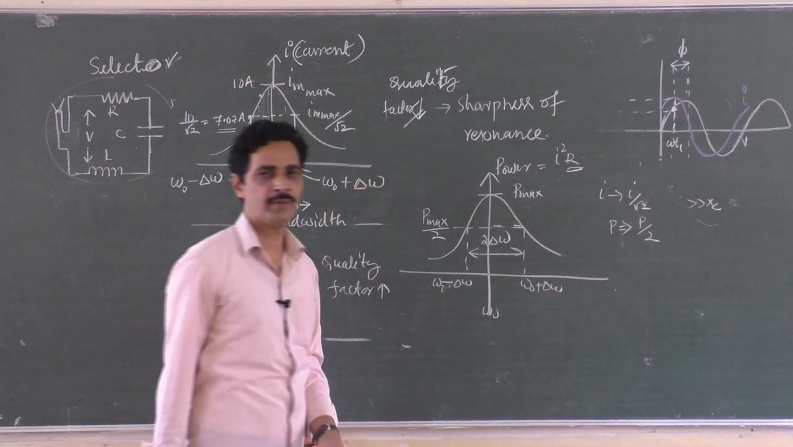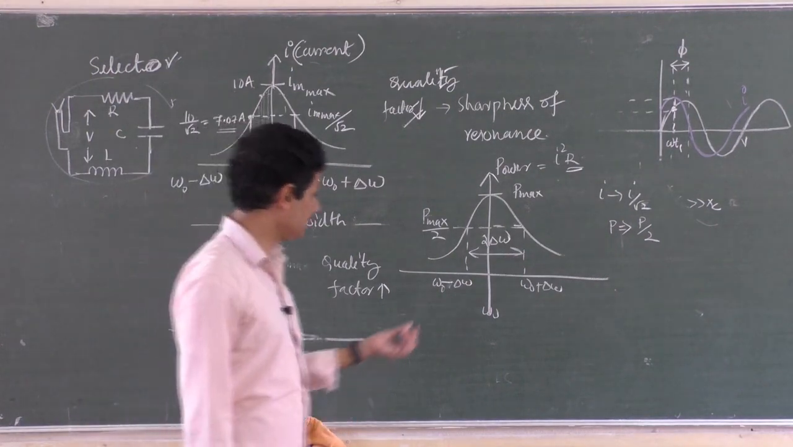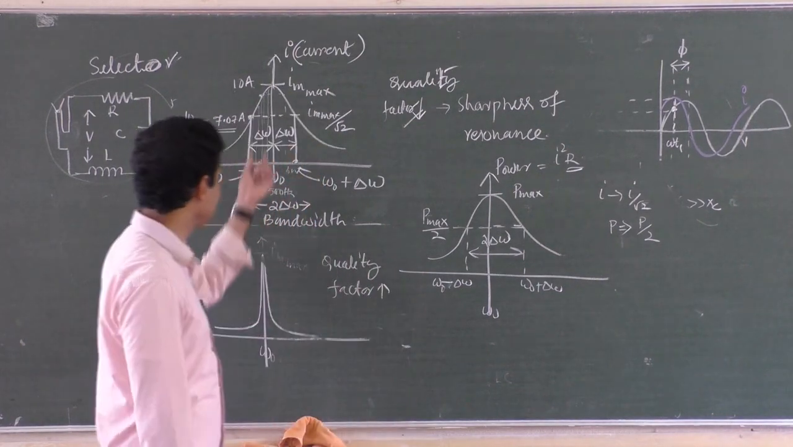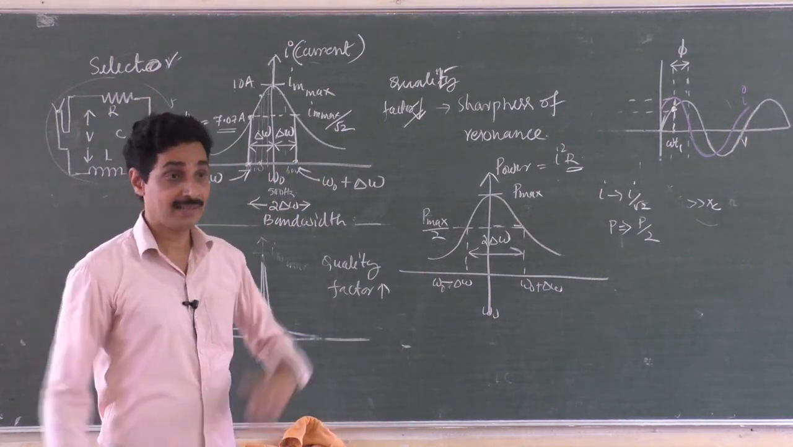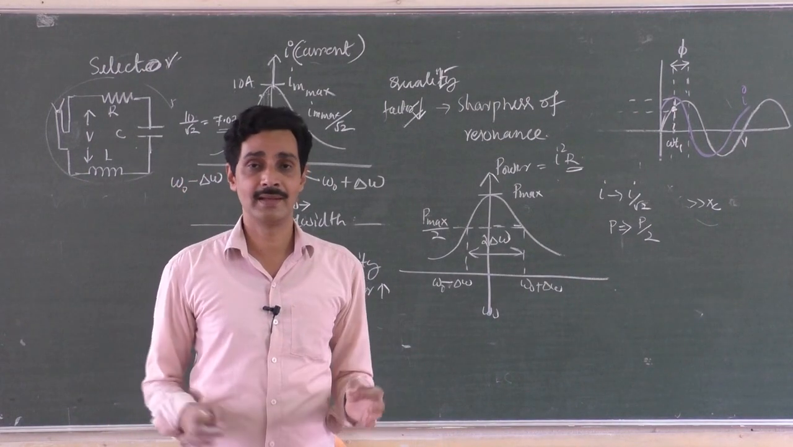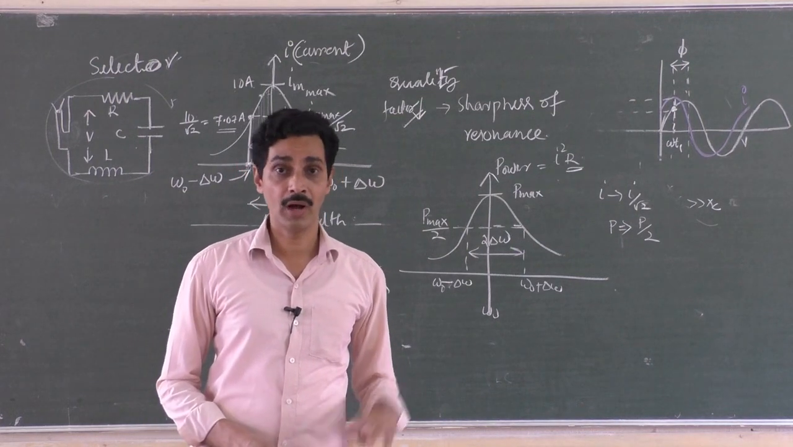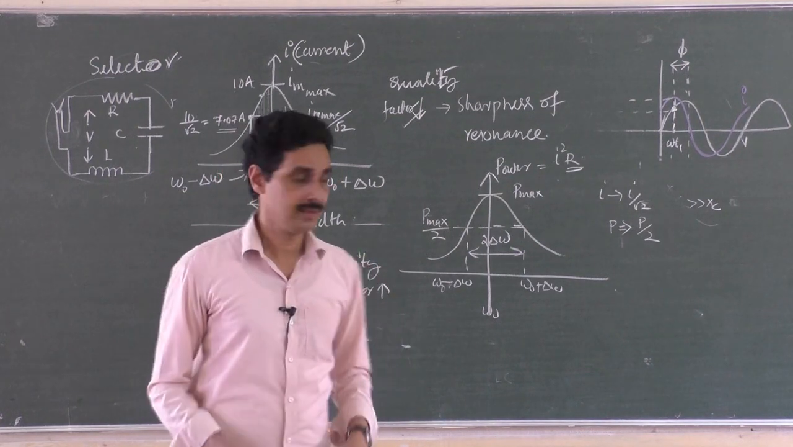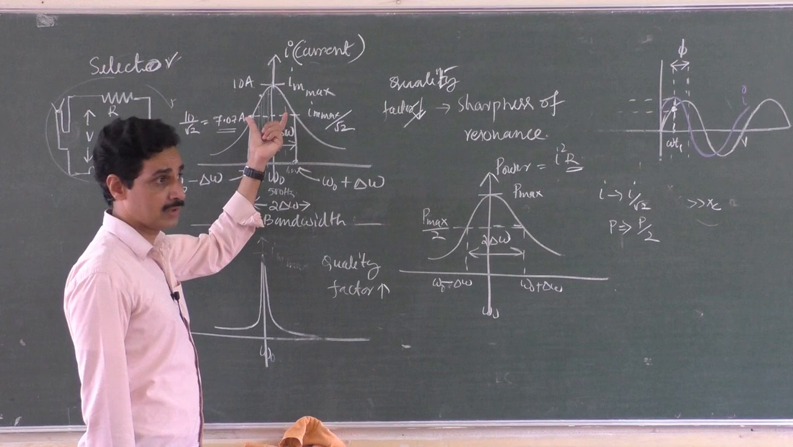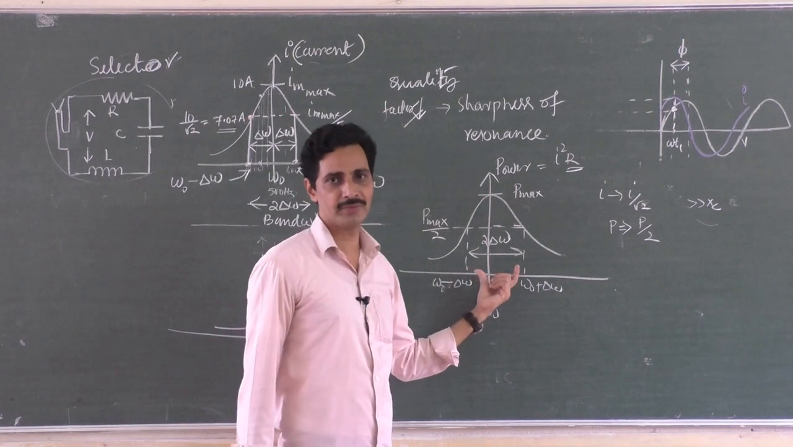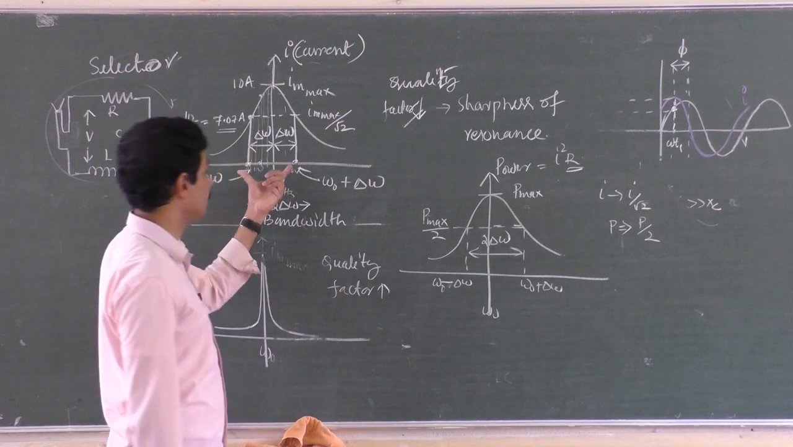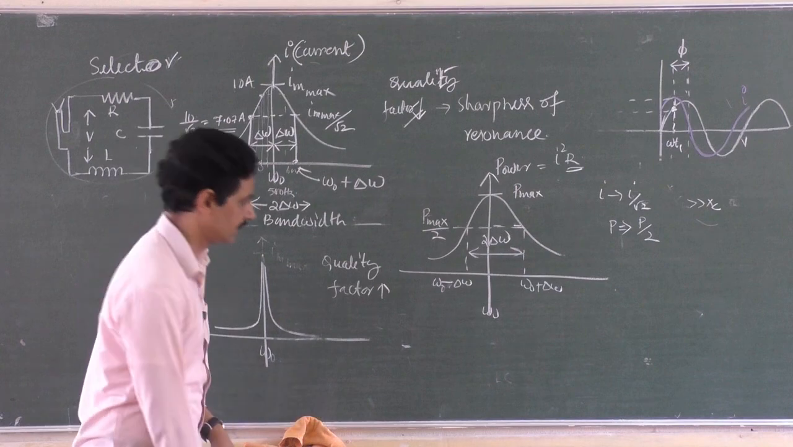What then are cutoff frequencies? Cutoff frequencies are the frequencies at which power reduces to half of the maximum value, or current reduces to 1 by root 2 of the maximum value. The range of frequencies at which current in the circuit is at least 1 by root 2 of the maximum value, or power is half of the maximum value or greater, that range of frequencies between the lower and upper cutoff frequencies is called bandwidth.